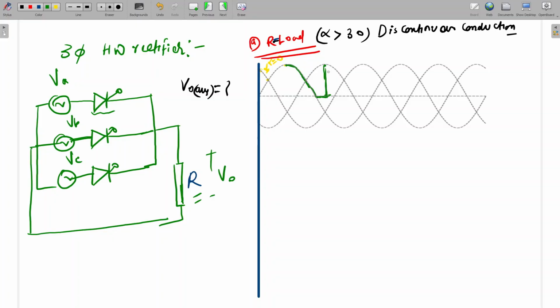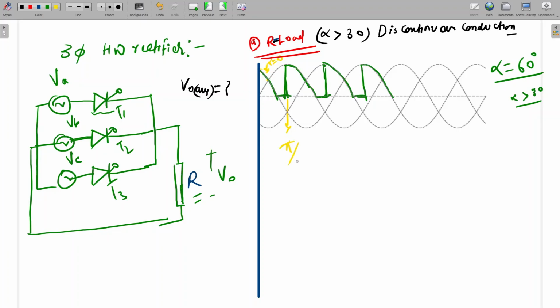Again here we are firing T2. T1, T2, T3. So from here to here it will conduct up to pi, and here again the waveform will be like this. Here also it will follow the same sequence. So this is for alpha equal to 60 degree. It means this is the case of alpha greater than 30. Is this waveform clear? Otherwise I will explain again. Yes, sir.